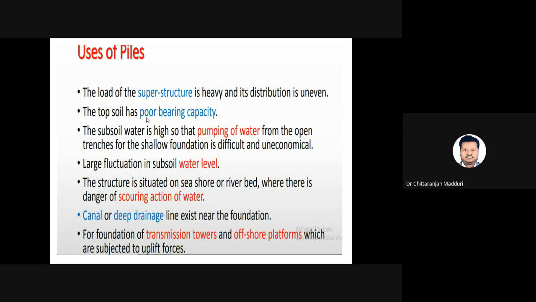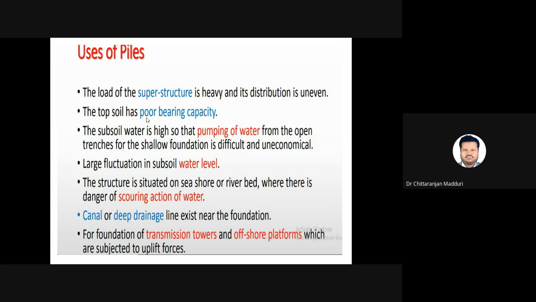The next one is large fluctuation in subsoil water level. Fluctuation means change in water level, so there is a frequent change in water level. Water level is not constant. Sometimes it may rise to the ground surface, and immediately it may go down. In such a case, the bearing capacity may be reduced because of the presence of the water table.